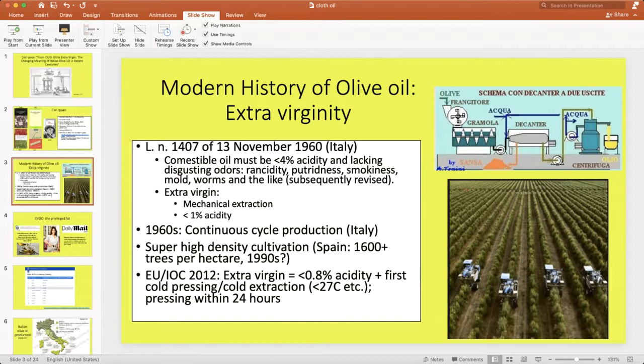But super high density cultivation was developed in Spain, which is today the leading producer of olive oil in the world in terms of quantity. They found ways to plant trees at a density many times larger than traditional plantings, which might even be as low as 200 trees a hectare, and up to 1,600 and even beyond trees per hectare, grown in rows like you see in this picture, harvested mechanically, and so on. Again, that's sort of the modern history of olive oil. I'm going to spend most of my time today talking about the period before that, starting in the 18th century, which I'll go back to in a moment.